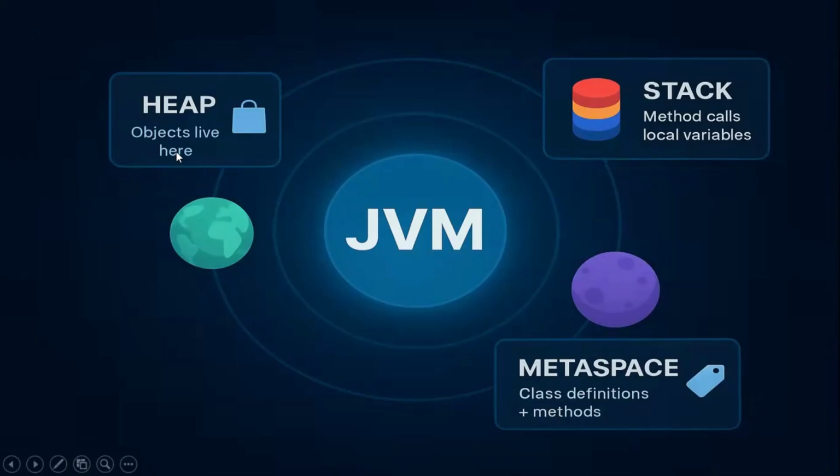Heap is the place where the objects are created and live. Stack is the place where the method calls and local variables are stored. Metaspace is the place where class metadata, methods, and constants are stored.